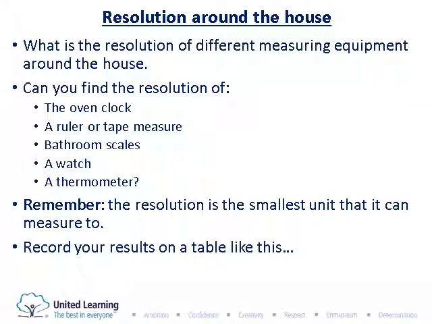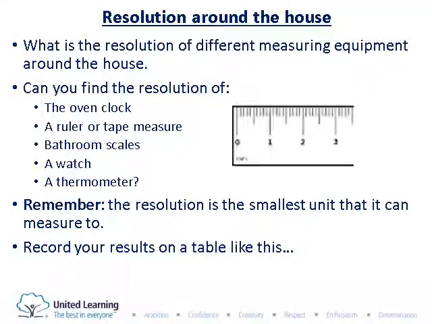Okay, so what I'd like you to do now is find the resolution of different measuring equipment that you'll find around the house. So, for example, you may have a clock on your oven that will measure to a certain amount of time. There will be a ruler, which hopefully you've been using already in this lesson, or a tape measure, bathroom scales, a watch, any clock indeed, or even a thermometer. And what I want you to look for is what is the smallest unit that it can measure to, and I want you to write that down in a table.